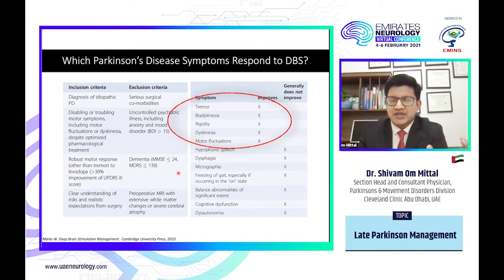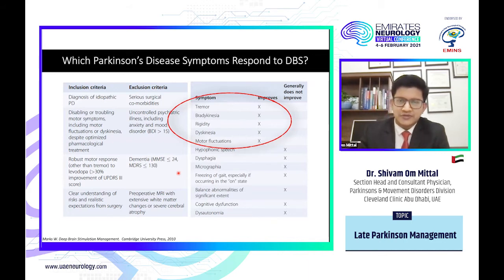And the symptoms that improve with DBS, as we are aware, are the tremor, the bradykinesia, rigidity, dyskinesia, and the motor fluctuations. The symptoms which do not get better from DBS are the swallowing difficulties, the balance issues, the cognitive dysfunction, and dysautonomia.